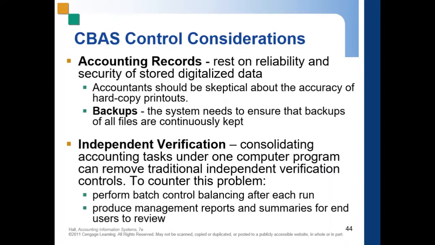So, to counter this problem, you must perform batch control balancing after each run and produce management reports and summaries for end users to review. So, even though it is already in the system, you still create summary reports. Like for example, you still create how much your inventory level is by the end of the month, according to the system. Now, that certain inventory list, you also verify at your warehouse. So, is it correct that this is what's in the warehouse, these are the remaining physical inventories that you see in your warehouse. So, you still verify it.